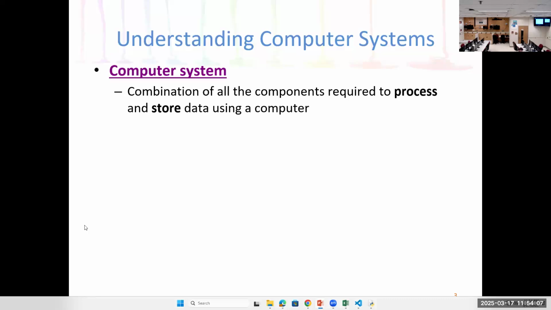Now, first, the computer system. I want you to understand what a computer system is. Basically, a computer system is a combination of all the components required to process and store data using the computer. So now tell me, what do you use the computer for? Tell me some reasons.